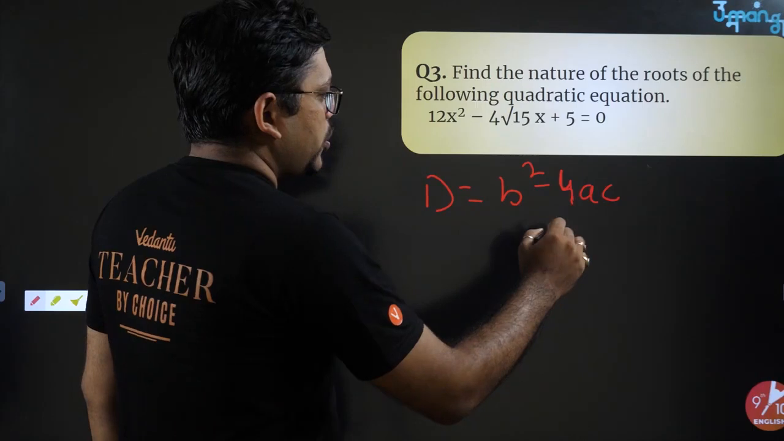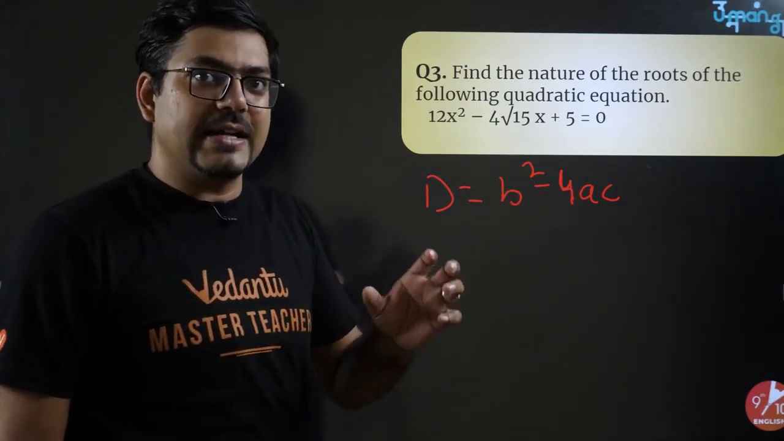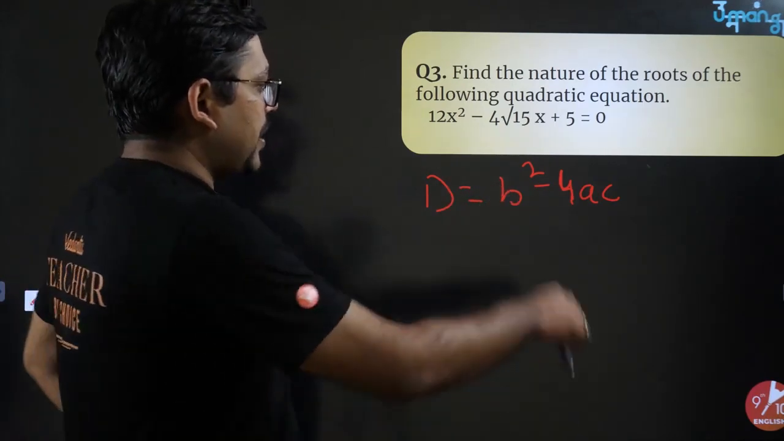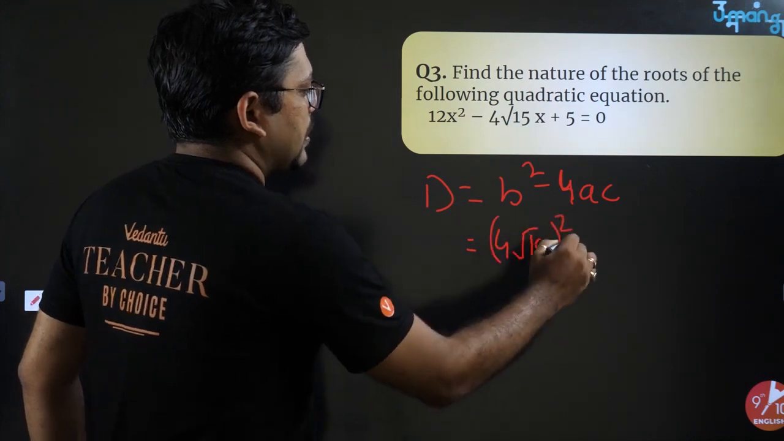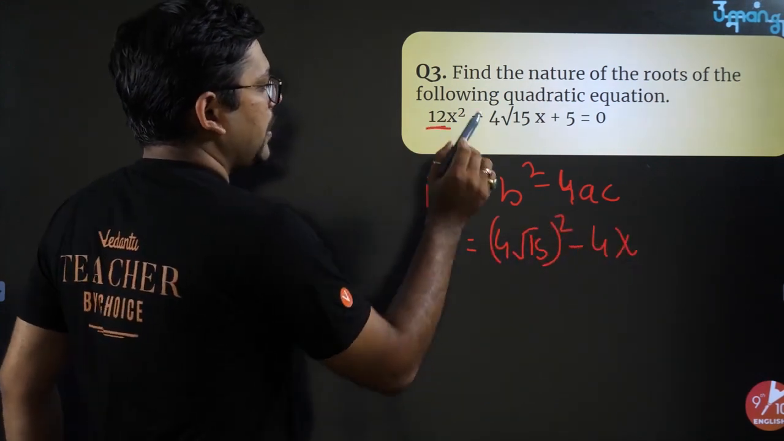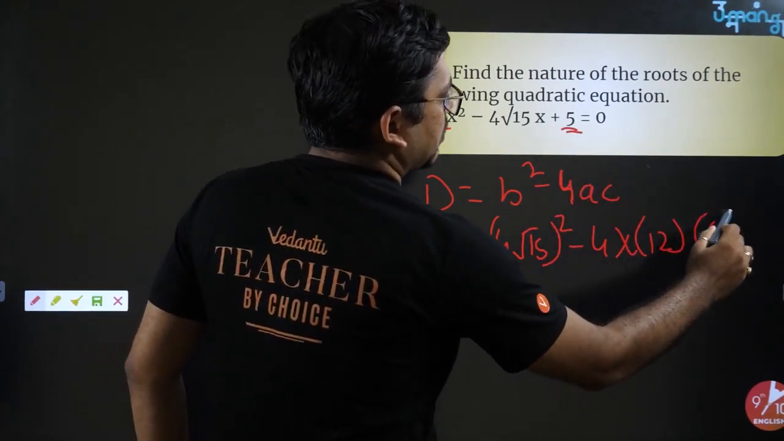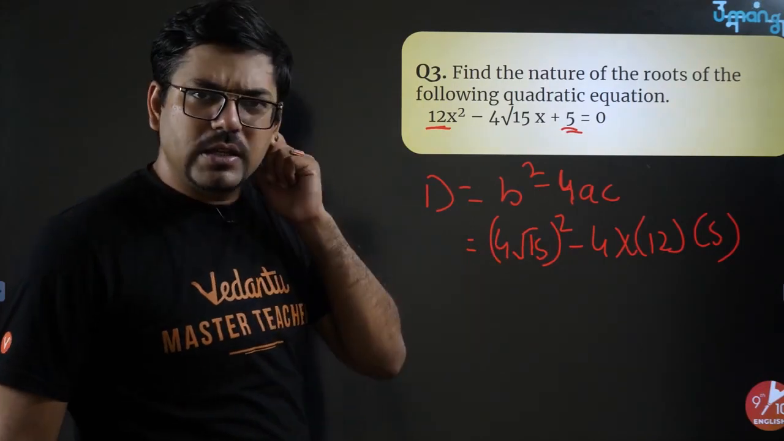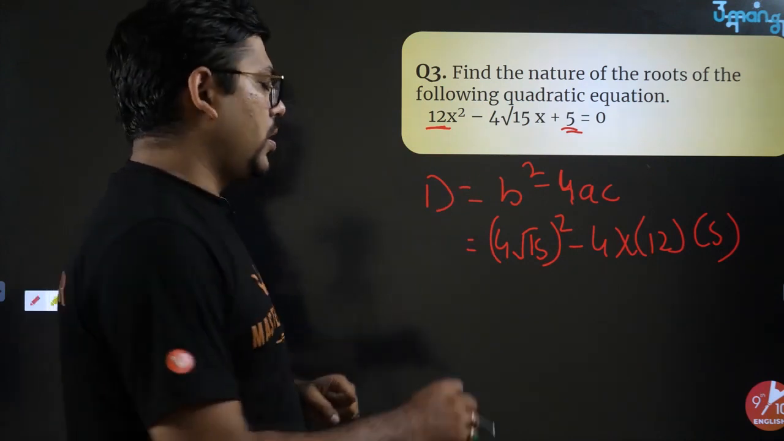Now always remember, you should write this formula again and again on paper as many times as it comes, because these formulas carry marks. Okay, fine. So b square is 4 root 15 whole square minus 4a. A value is 12 and c value is 5. Okay, so once you calculate this, 4 square is 16, root 15 square is 15, 15 fours are 60, 16 times 15 is 240.